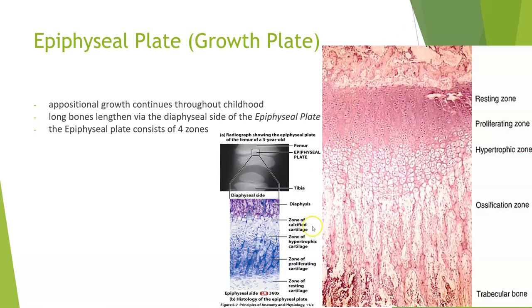Now we can see here in the diagram in pink, this represents the growth plate, the epiphyseal plate. Down here is trabecular bone, and down here would be the epiphysis, and up here would be compact bone that would represent the diaphysis. So we have 4 zones here: resting, proliferating, hypertrophic, and ossification zones. So everything is moving in a net direction from here towards here.